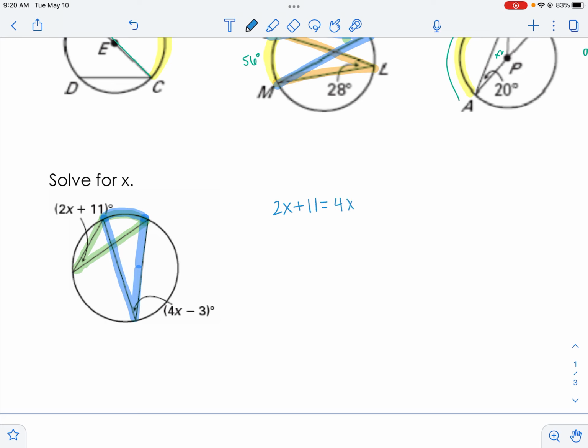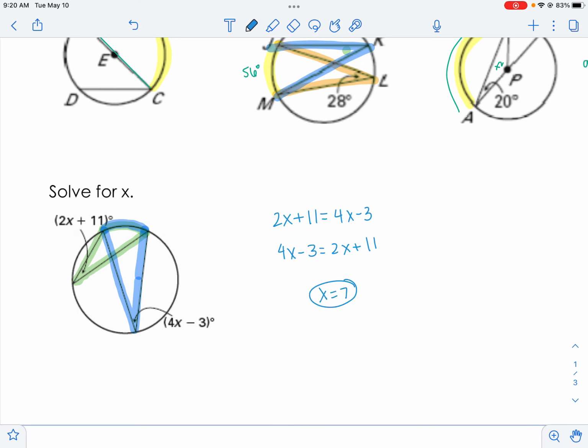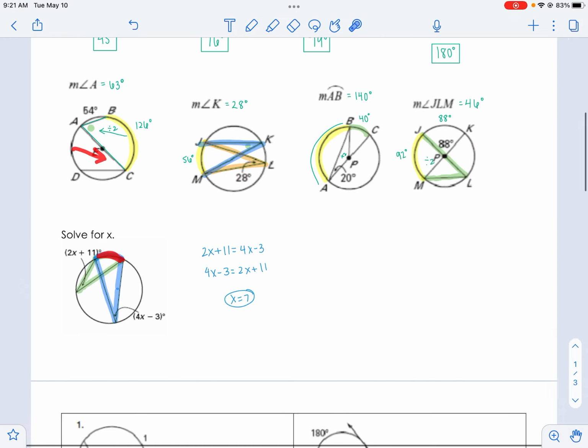So 2x plus 11 equals 4x minus 3, or 4x minus 3 equals 2x plus 11. And once you put that letter on the left and solve, which I'm going to cut out some steps, if you solve it correctly, you should get that x is 7. So those are your inscribed angles. So pretty much if you're going out, times 2, if you're going in, divide by 2, but if they go to the same arc, then they're going to be the same.